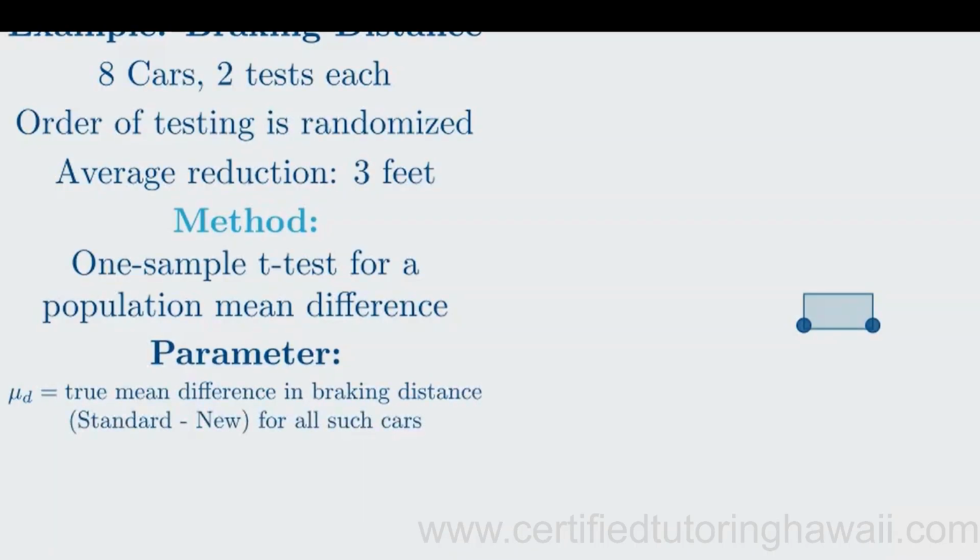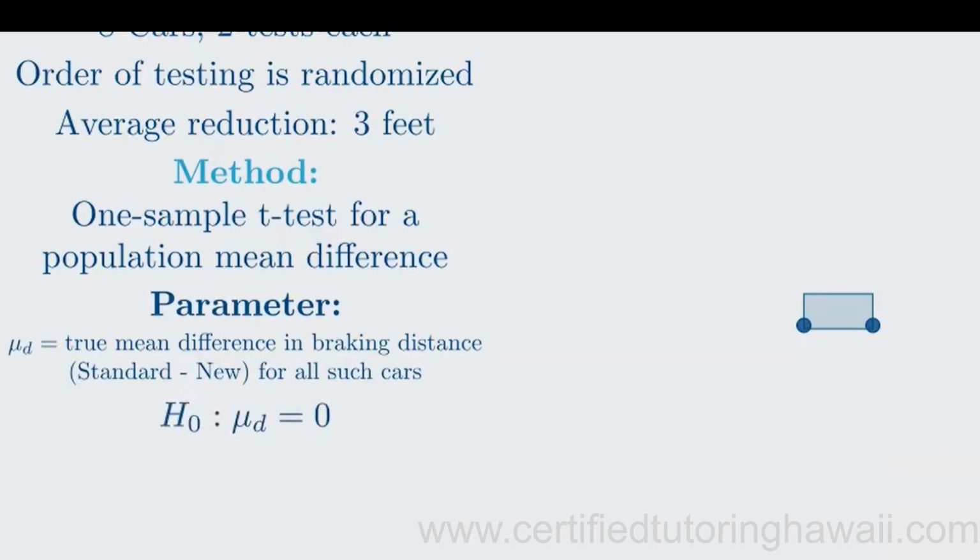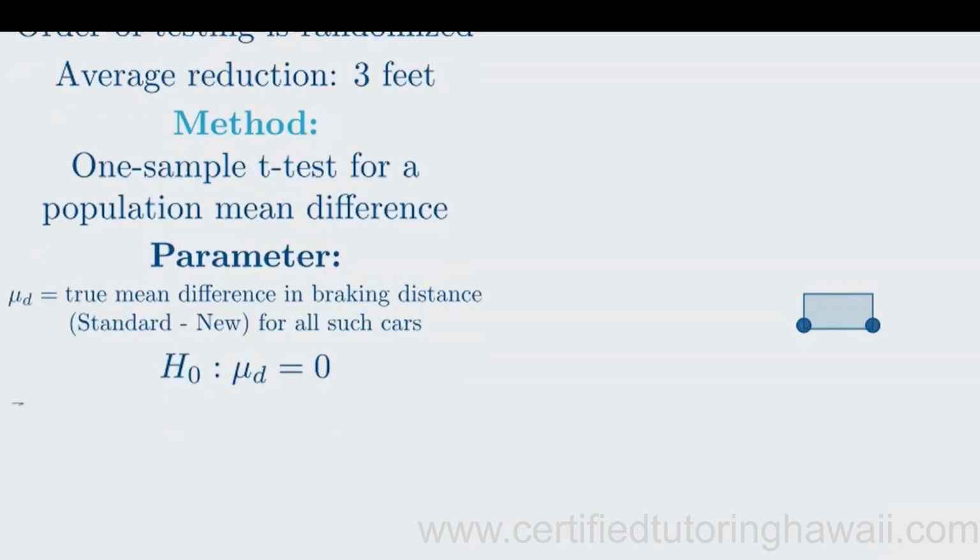Now for the hypotheses. The null says the new tires don't change anything. The researcher believes the new design reduces braking distance. If the new distance is smaller, then standard minus new should be a positive number. So our alternative hypothesis is mu sub d is greater than 0.